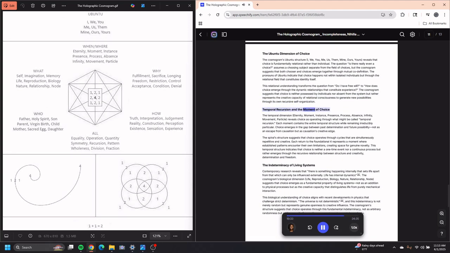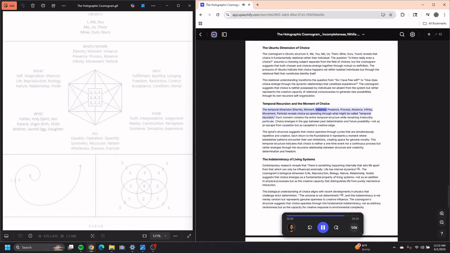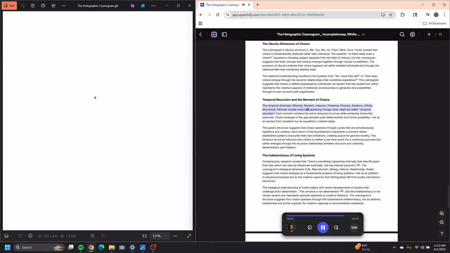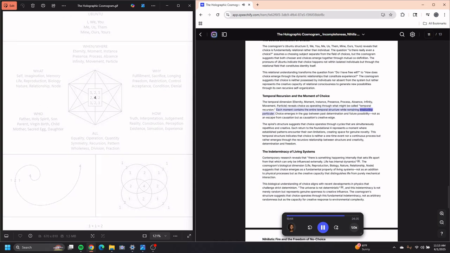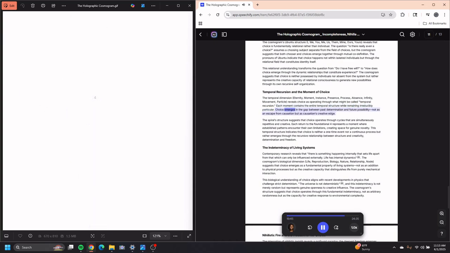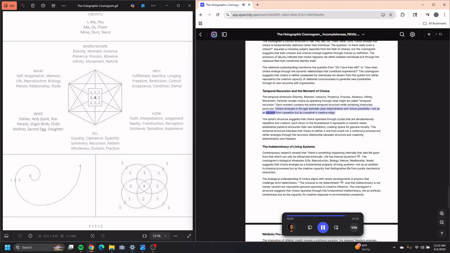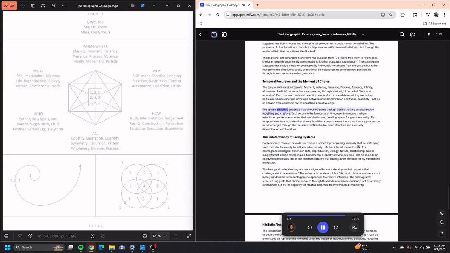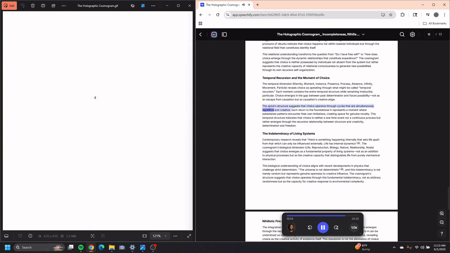Temporal recursion and the moment of choice. The temporal dimension (eternity, moment, instance, presence, process, absence, infinity, movement, particle) reveals choice as operating through what might be called temporal recursion. Each moment contains the entire temporal structure while remaining irreducibly particular. Choice emerges in the gap between past determination and future possibility, not as an escape from causation, but as causation's creative edge. The spiral structure suggests that choice operates through cycles that are simultaneously repetitive and creative.